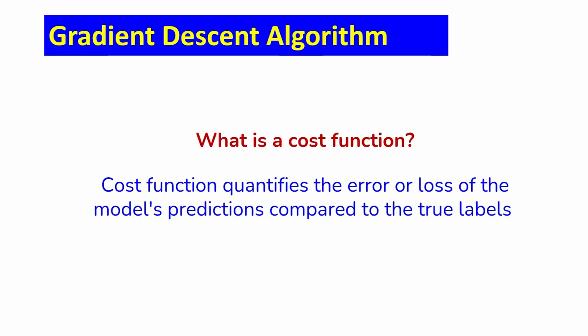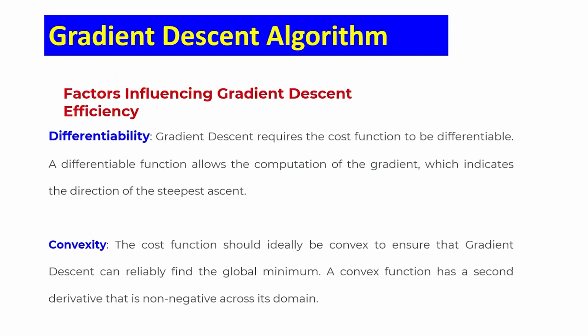I do not want to discuss the cost function again, we have discussed it, but remember, you must have two important criteria met. One is that gradient descent requires the cost function to be differentiable. If it is not differentiable, you cannot compute the gradients, right. Secondly, it should have a convex character. The cost function should ideally be convex to ensure gradient descent readily finds the global minimum, right.